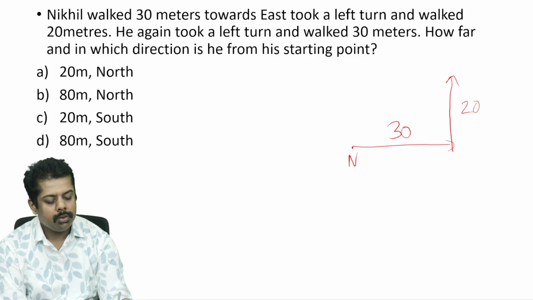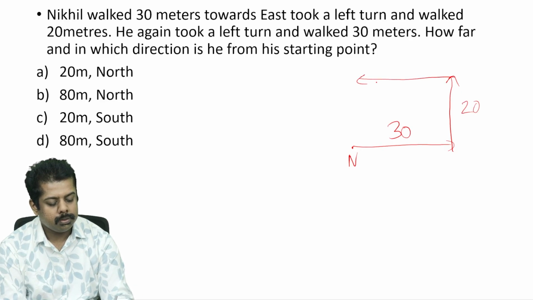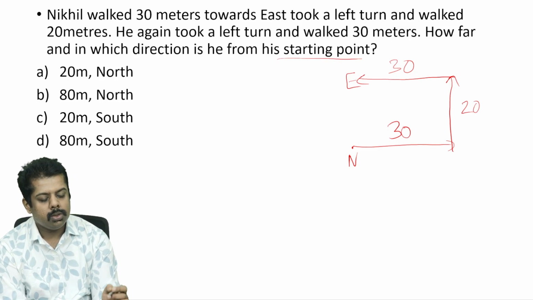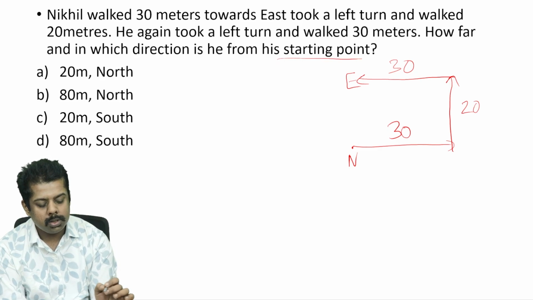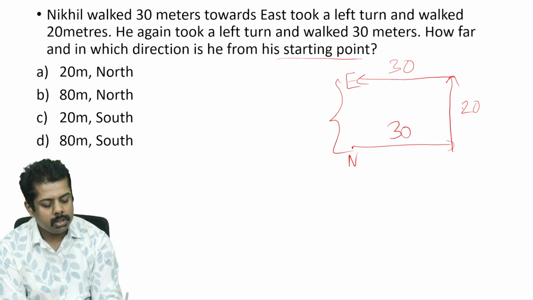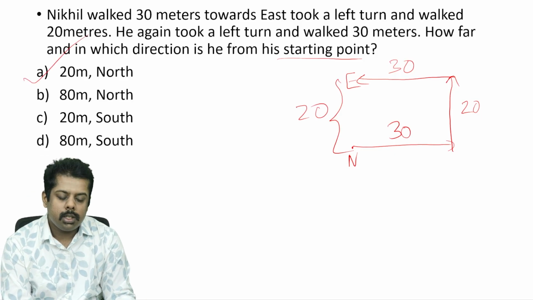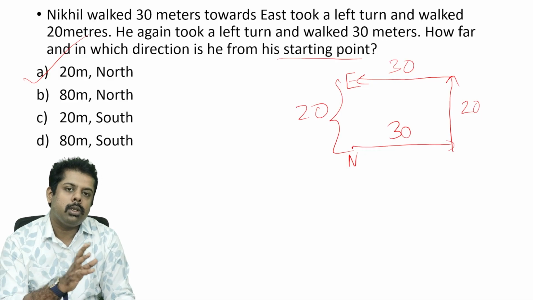Now he takes another left, so that is 30. That means he is right above the starting point. So the direction with respect to the starting point, the ending point is north, and the distance here is 20. So easy question. We can mark our answer as option A, that is 20 meter north.